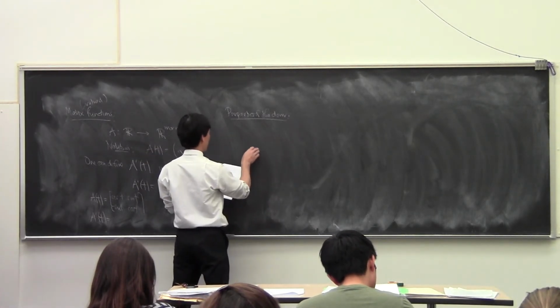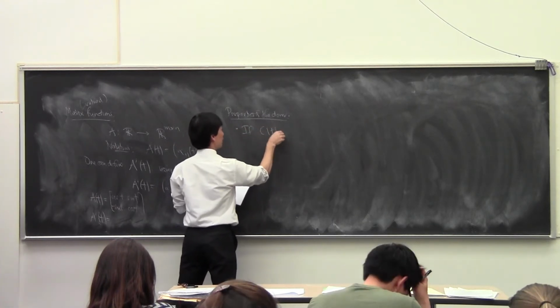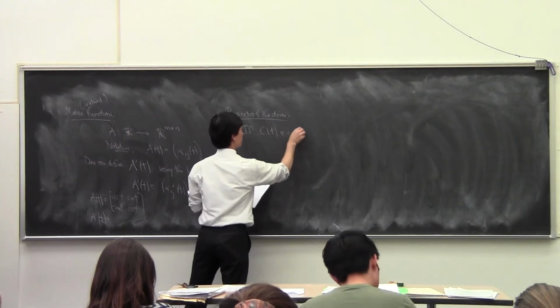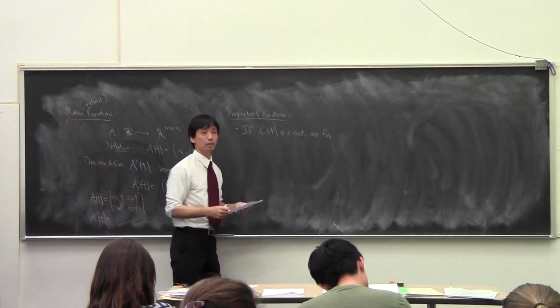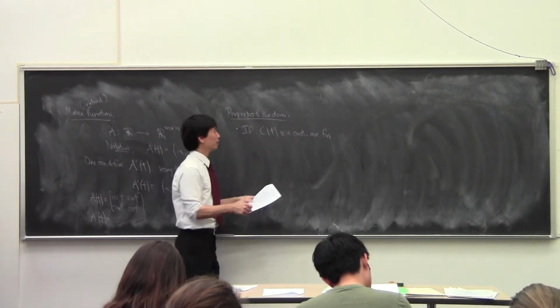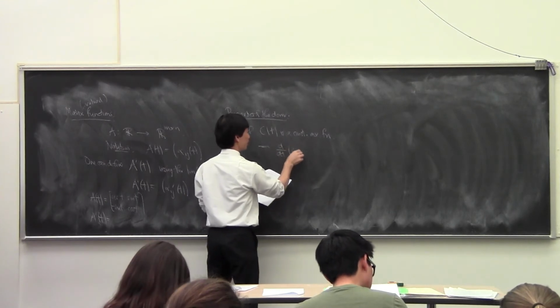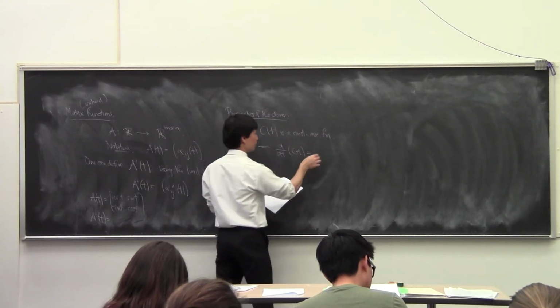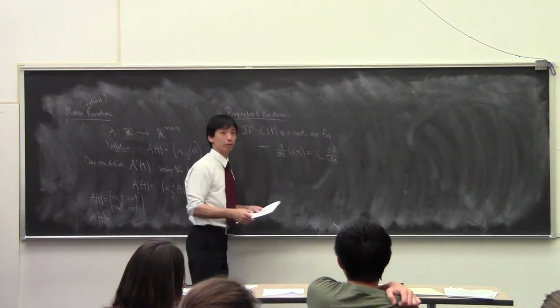Right. If C of t is a constant matrix function, right? It's a function that spits out just the same matrix all the time, right? Then the derivative of this product is just going to be C times the derivative of the function.